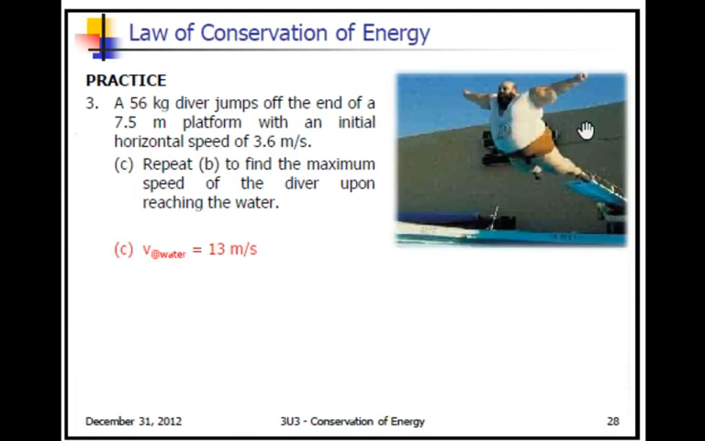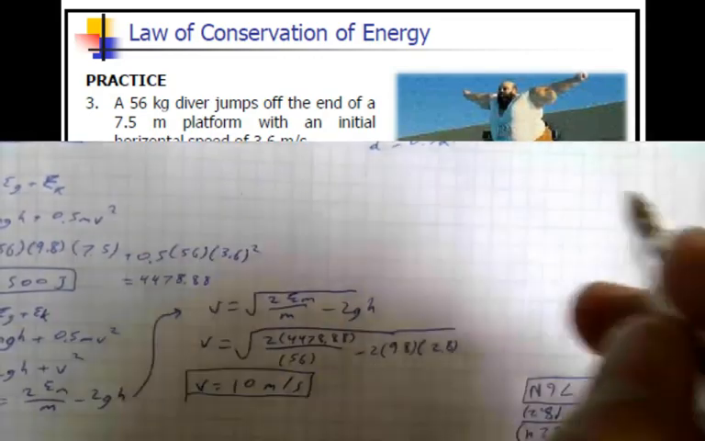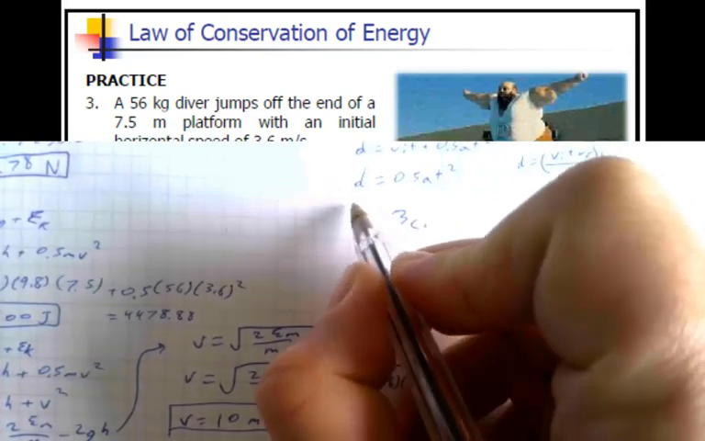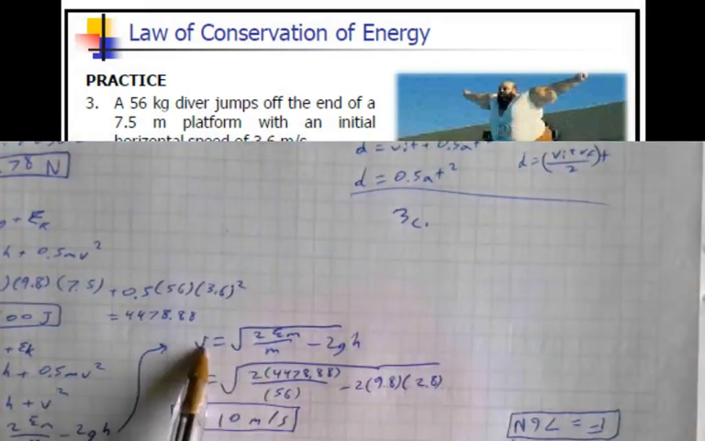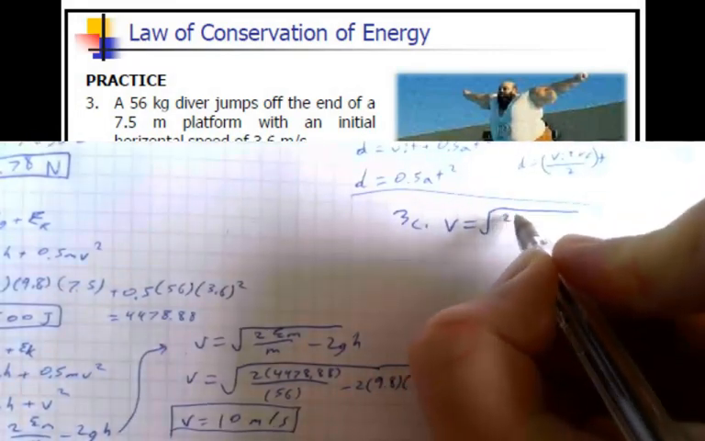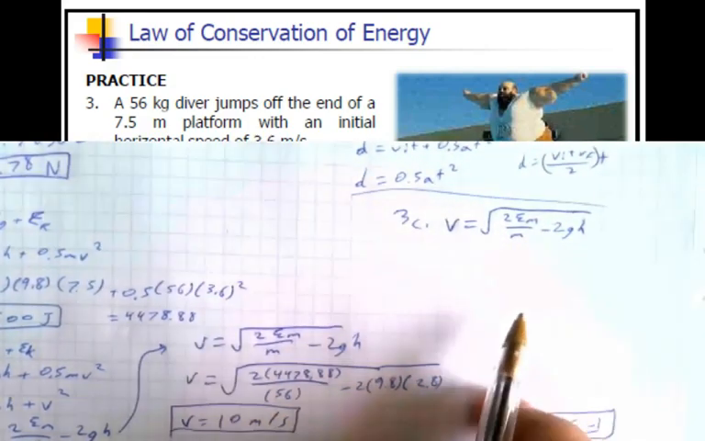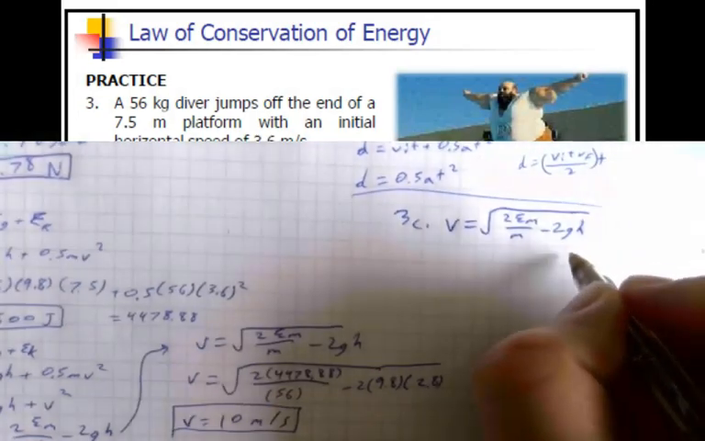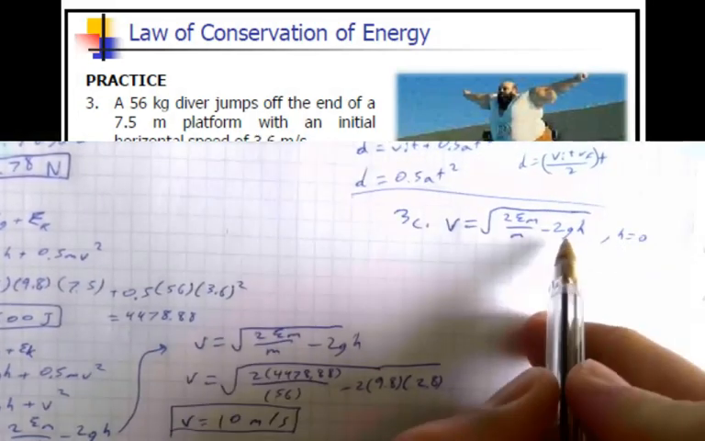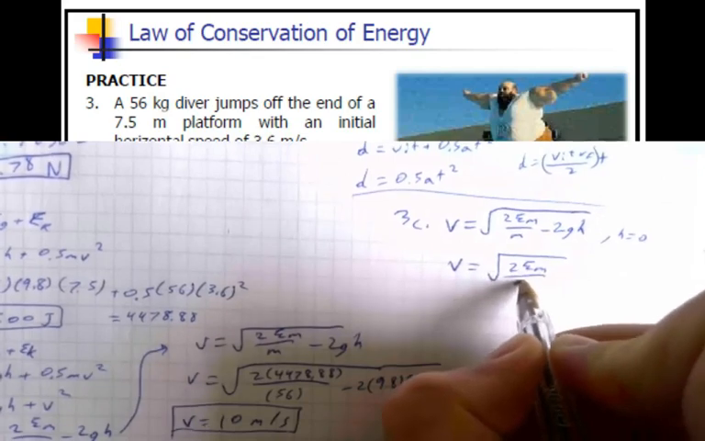So for part C, it says repeat B to find the maximum speed of the diver upon reaching the water. Well, that's actually a bit of an easier question. So let's do 3C over here. What I know is that this equation is still valid, so I can rewrite that. Square root of 2EM over m minus 2gh. However, because h is 0, I can remove that entire term and rewrite this as the square root of 2EM over m.